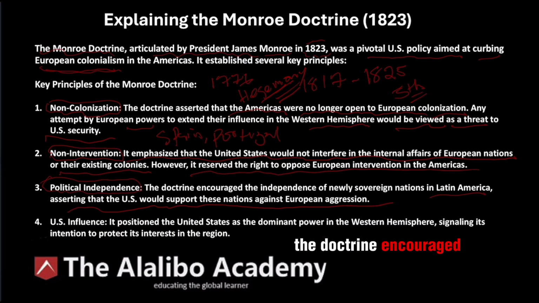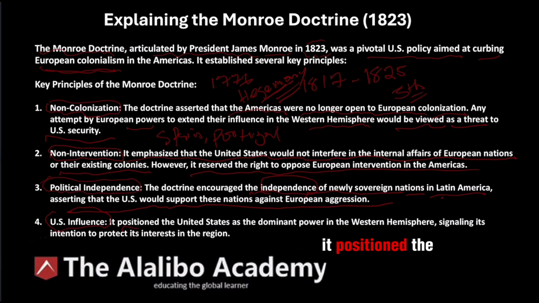The doctrine encouraged the independence, this is key, of newly sovereign nations in Latin America. And those nations, Colombia, Brazil, Argentina, Ecuador, Uruguay, Bolivia, Venezuela, Peru, Chile, and the list is long, etc. Those nations then will be independent. And if there is any interference in their affairs, the United States will support those countries to stand on their own.